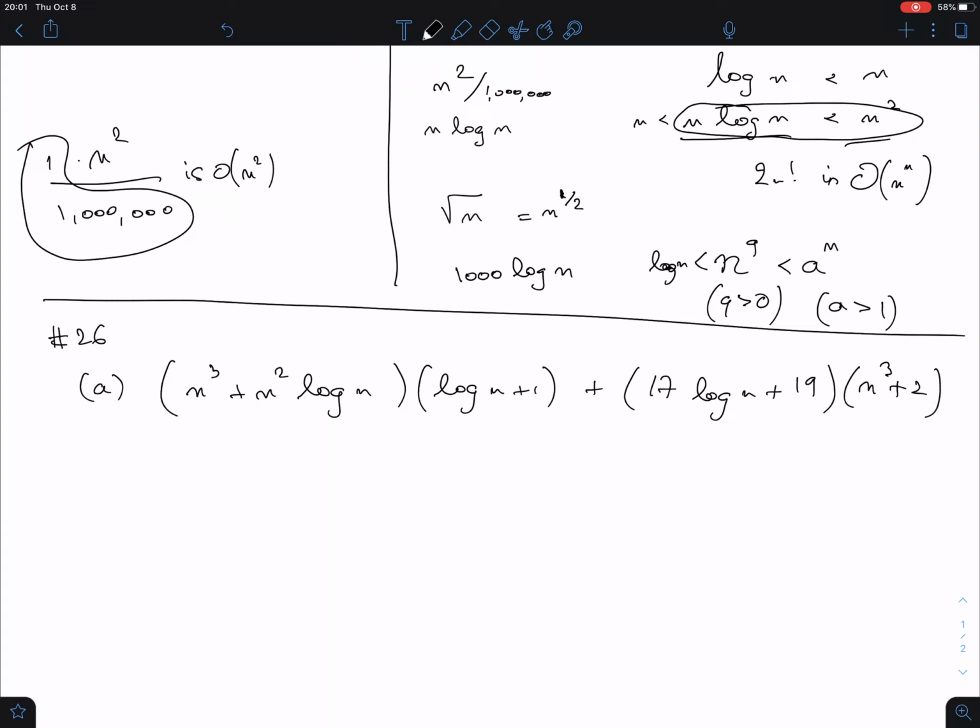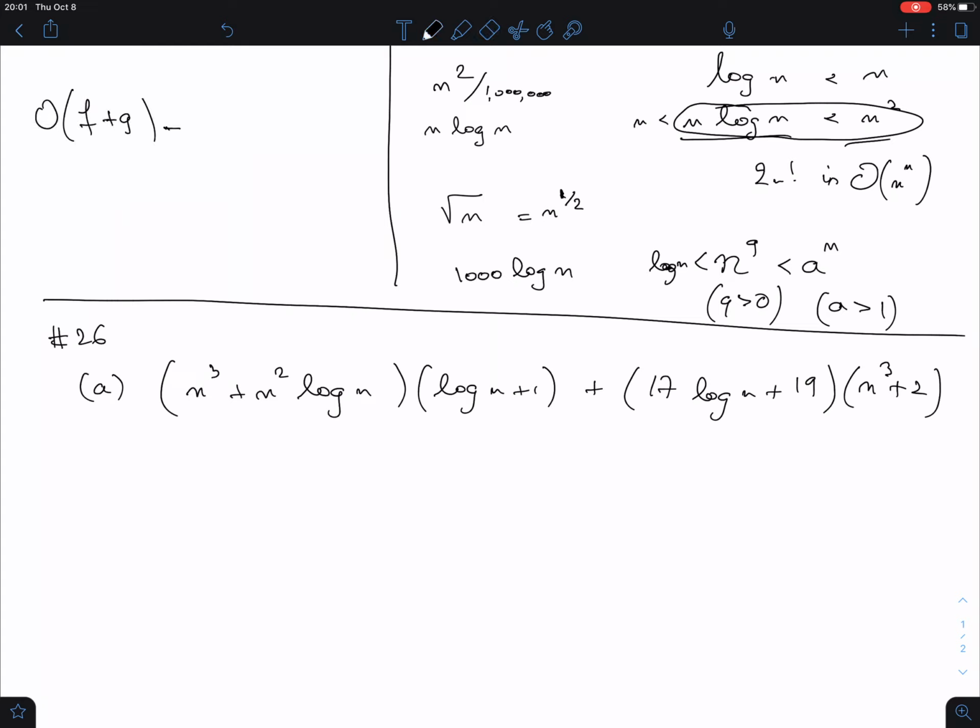Okay, so how do you do this? Well, we have two rules. We have a sum rule and a product rule, right? So let me remind them here. If you have to do the O of f plus g, that is the maximum of O of f and O of g. You find whatever is the biggest. And if you have to do the product, then you just multiply. In other words, you can think of O as simplifying the expression without losing the growth rate.